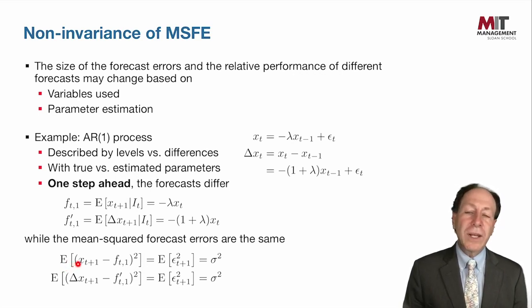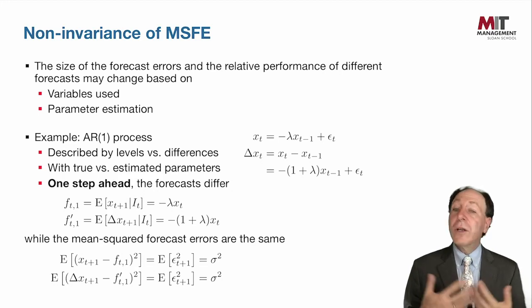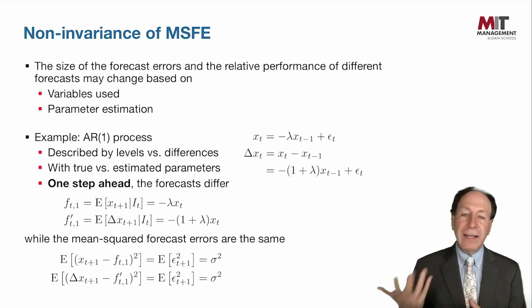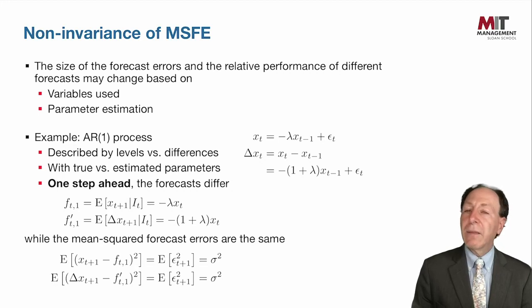So here's what we do. We construct this object, x minus f. We take its square and we compute its expectation, and we do the calculation and we find it's sigma squared. We do the same thing with f prime, and its future value, delta in this case of x_{t+1}, the value that we're trying to forecast, we find we get the same value. But at 2 steps ahead, things are different.